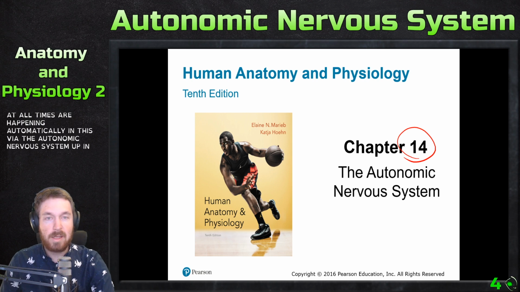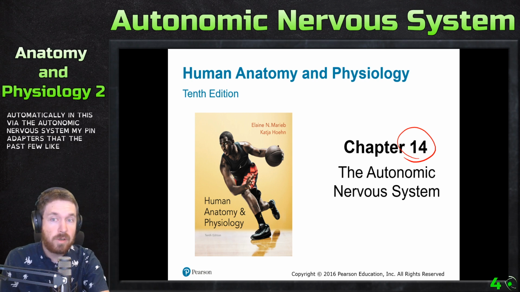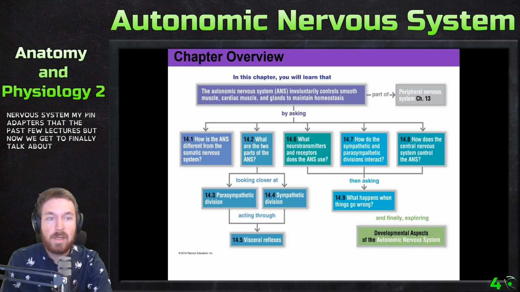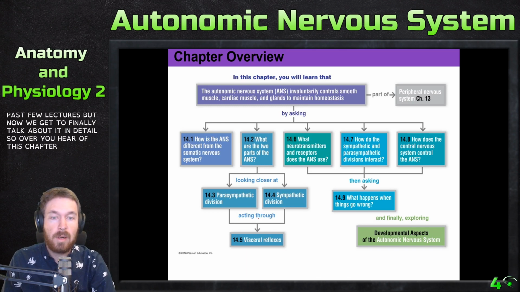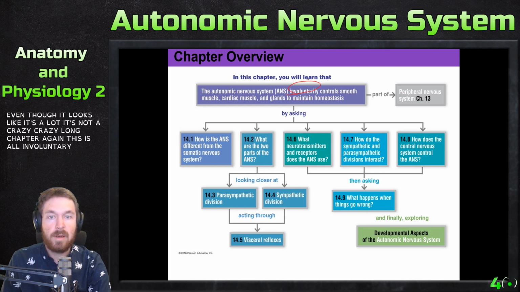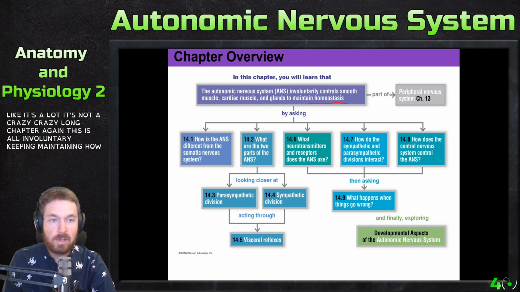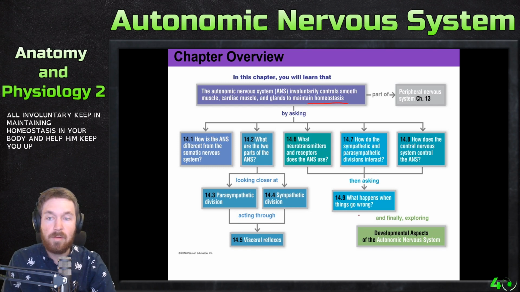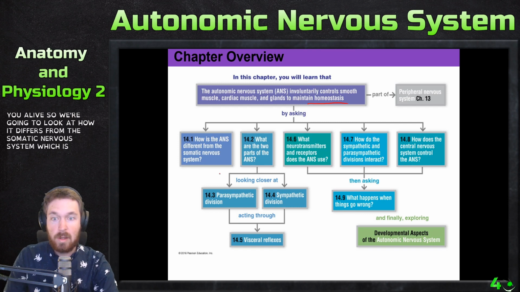nervous system. I've hinted at this the past few lectures, but now we get to finally talk about it in detail. So, overview here of this chapter. Even though it looks like it's a lot, it's not a crazy, crazy long chapter. Again, this is all involuntary. It's maintaining homeostasis in your body and helping keep you alive. So we're going to look at how it differs from the somatic nervous system, which is the voluntary control.